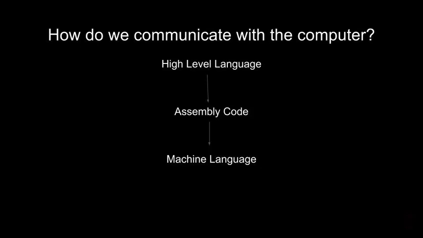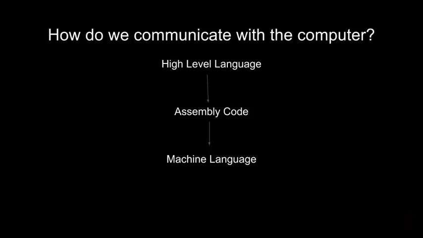And we have software called compilers or interpreters. They convert this high-level language into assembly code. Assembly code is closer to machine language. It is then converted via assemblers to machine language. And what is machine language? The binary, zeros and ones, that the computer can actually understand.